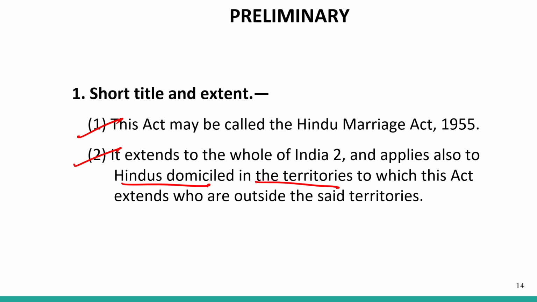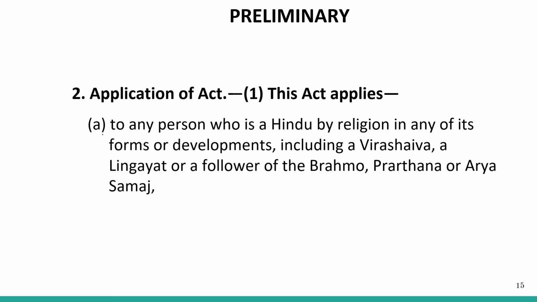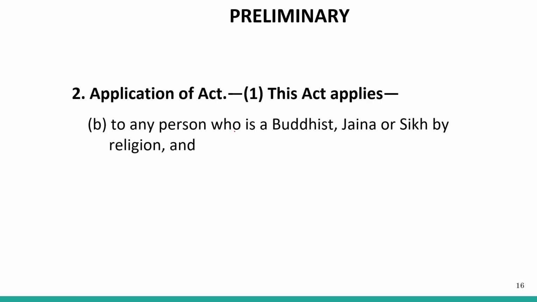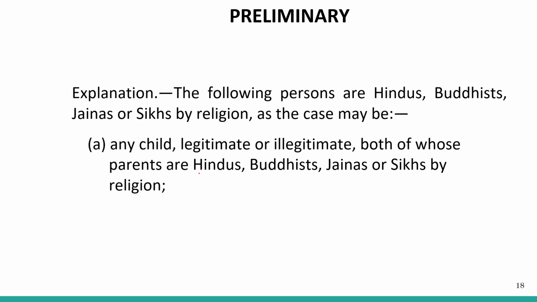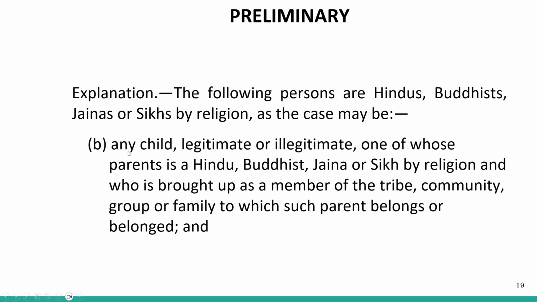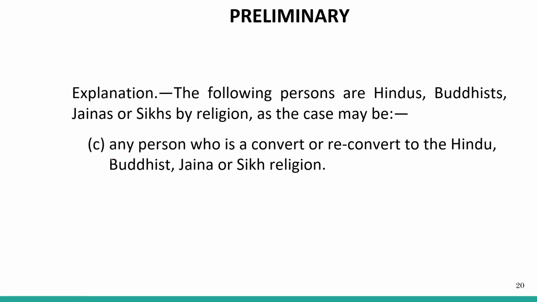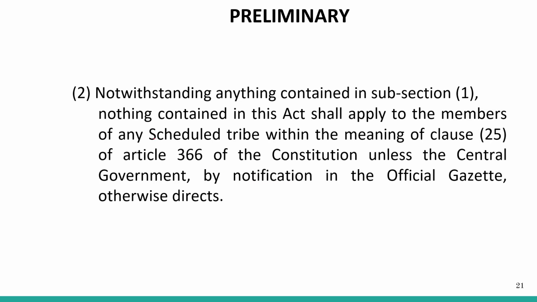So the Hindus domiciled in the territory to which the act extends, who are outside the said territories, are also governed by this act. Then we discussed to whom this act will be applicable. We discussed Buddhists and Jains, and that it shall not be applicable to Muslims, Christians, Parsis and Jews. Then we discussed the legitimacy of a child and an illegitimate child, and when they will be considered Hindu or not. In the same way, we talked about converts and reconverts, who will also be considered Hindu.